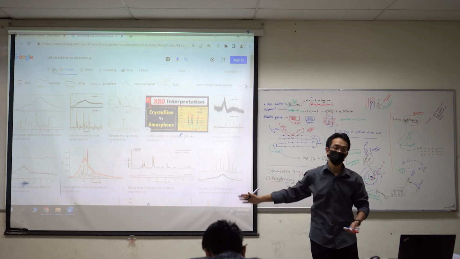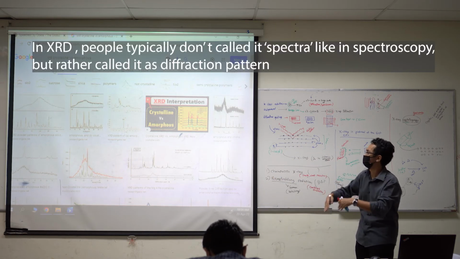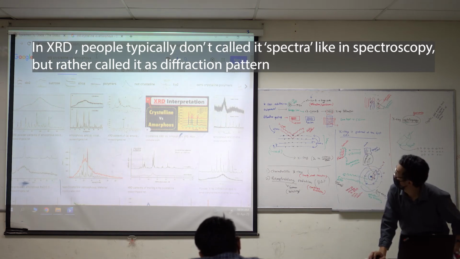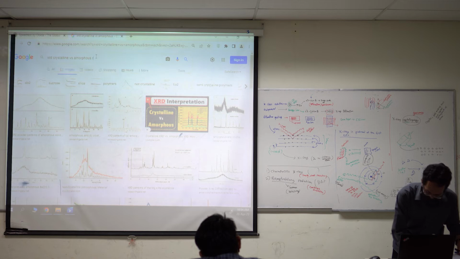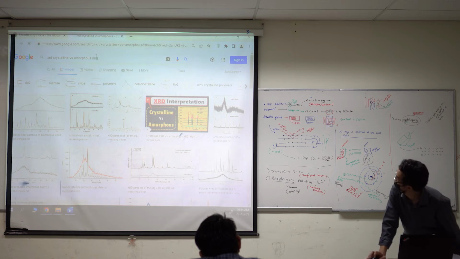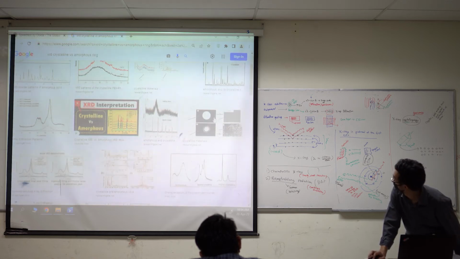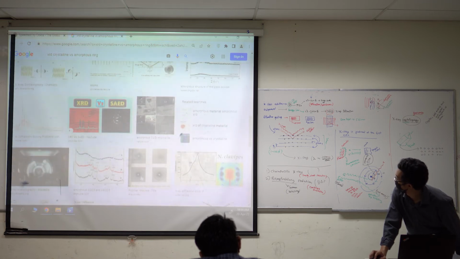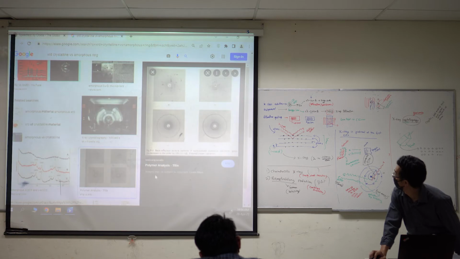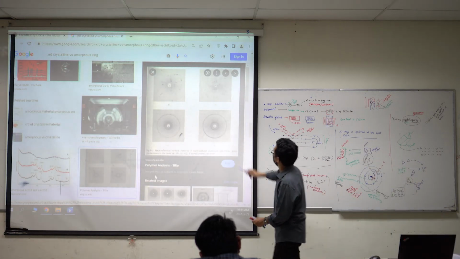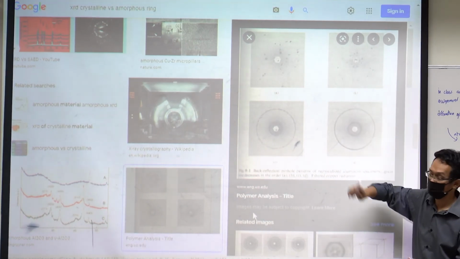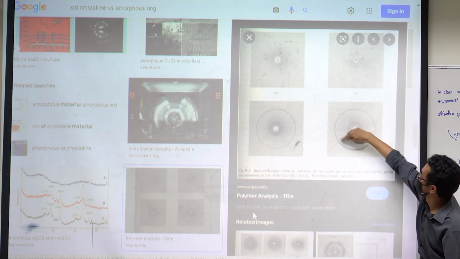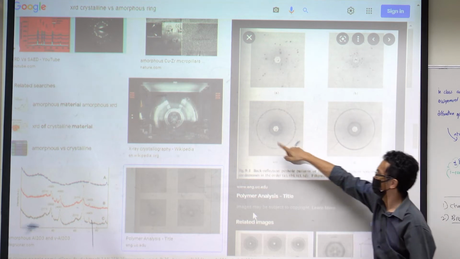Normally, this is the modern one. They just give you the spectra. But previously, they used something like this. Originally it is like this. So you can see here, instead of having the peak, you need to interpret this thing. This is a ring, and so on. Instead of peak, it's still ring.